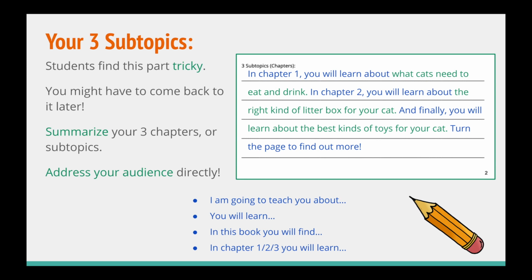Here's an example for you. In chapter 1, you will learn about what cats need to eat and drink. In chapter 2, you will learn about the right kind of litter box for your cat. And finally, you will learn about the best kinds of toys for your cat. Turn the page to find out more. And as always, the parts in blue are for you guys to copy and use in your own writing if you'd like.